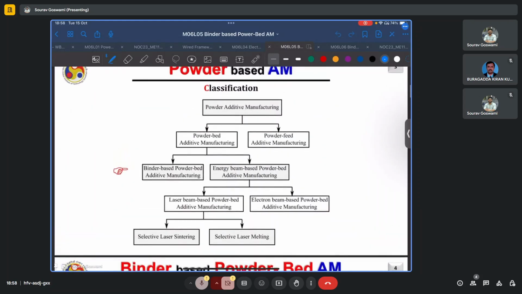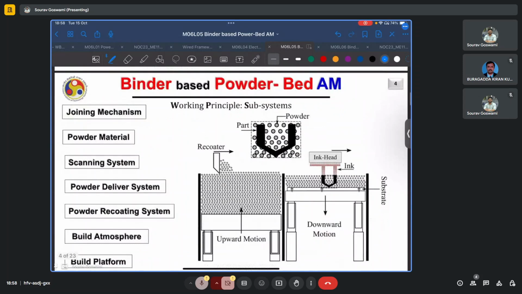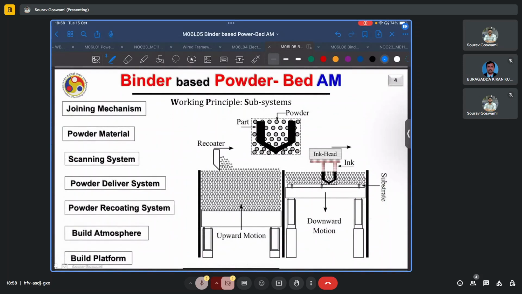So we are here discussing the binder-based powder bed AM. A general schematic is shown to the right here. And as we can see, it is very similar to other powder bed based AM processes. The only change here is in terms of this ink head, which is dispensing the ink. And this is analogous and very similar to inkjet printers that we may have used at home or in the office. And if we just add a z-axis to that inkjet printer, then we will end up with the process that we are talking about.